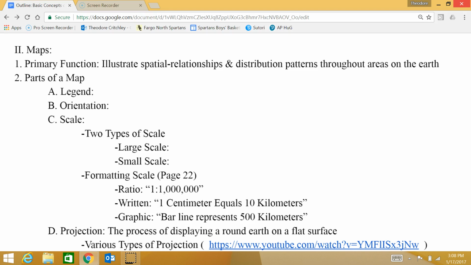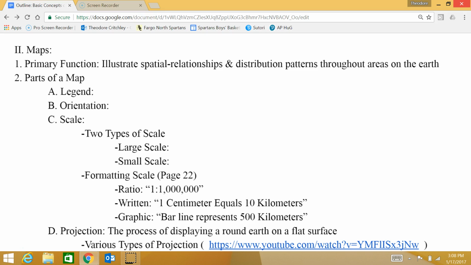And again, I'll show you some of these examples in the classroom, or your book will show you these examples, and your key issue packet will talk about these examples. But when we talk about large scale, we're basically saying that there's a lot of details, but because there are so many details, it covers less land of the Earth. All right. Small scale is just the opposite. There's going to be fewer details.